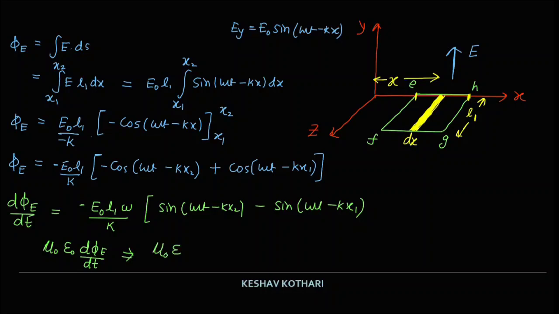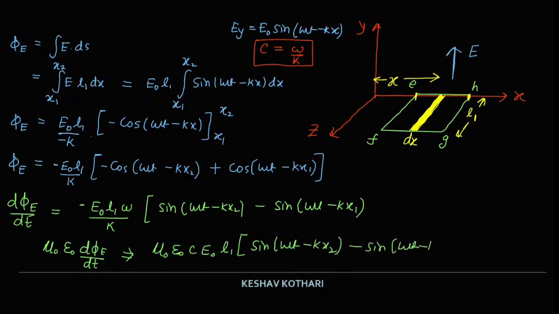And hence the expression is going to look like mu naught epsilon naught. So over here one thing is also clear, that the speed of this wave is going to be the coefficient of time upon the coefficient of x, propagating in the positive x direction. So we will be putting this value of omega by k as c. So mu naught epsilon naught omega by k is written as c, followed by E naught L1, and then we have this expression of sine of omega t minus k x2 minus sine of omega t minus k x1.